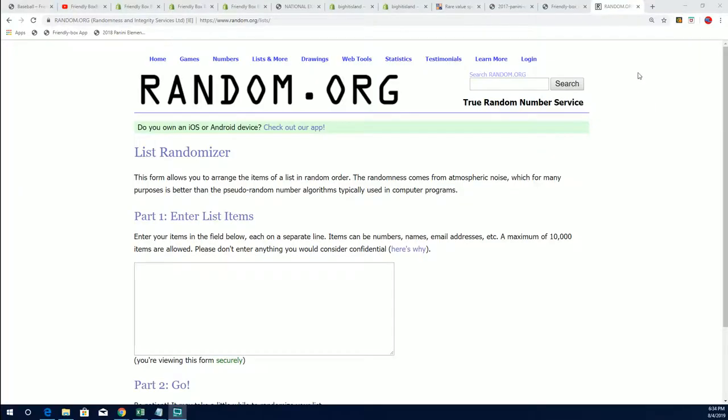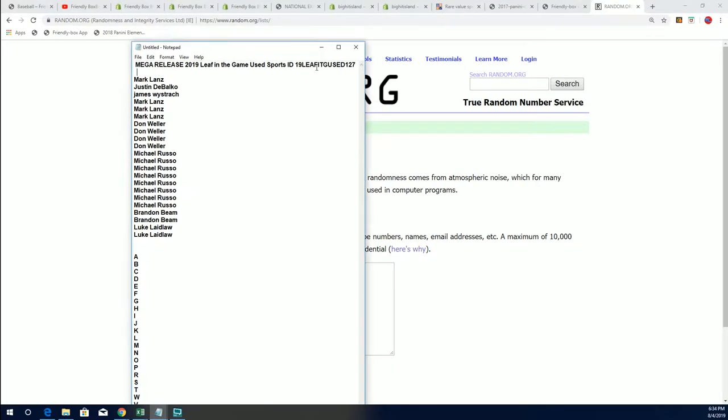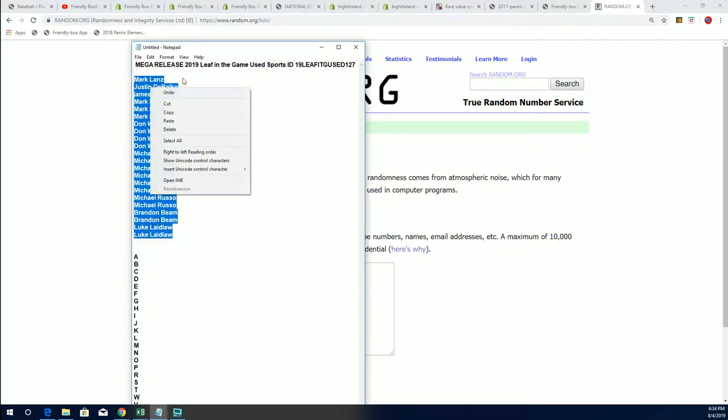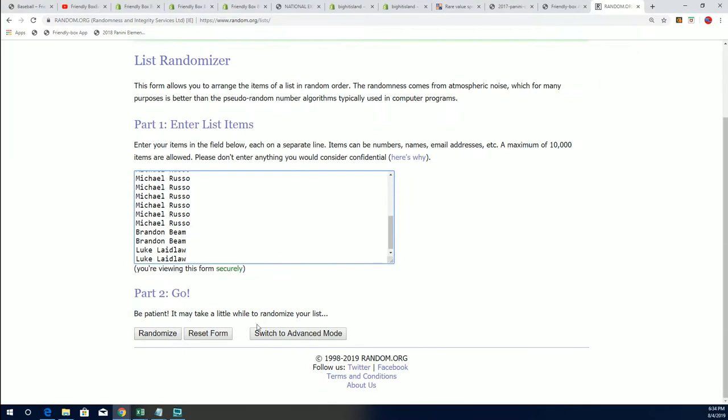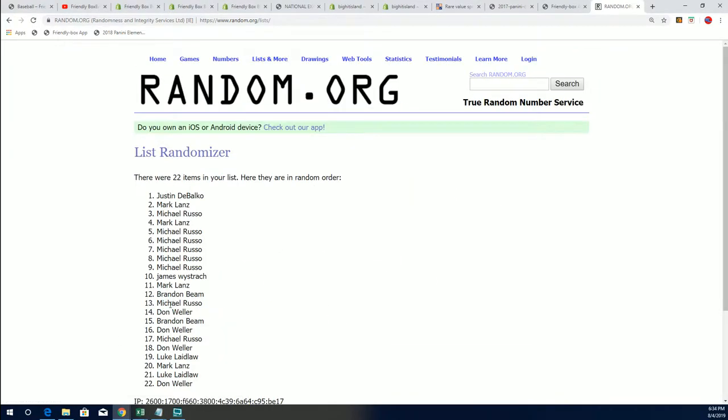It's happening right now. Somebody's going to score something nice. And 127. Let's do some randoming. Seven times through for the owner names. Seven times through for the letters. And we'll be finding out who gets which letter in our 127 box break.